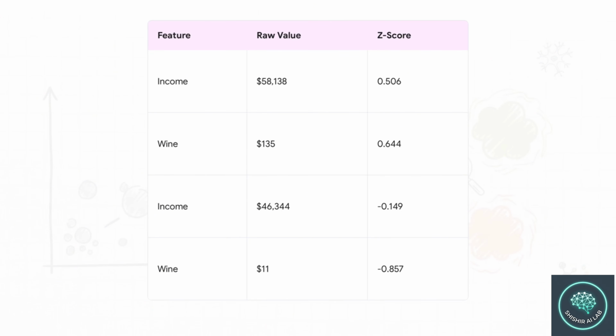To fix this, we use something called z-score standardization. We subtract the mean and divide by the standard deviation. Basically, this forces every single feature onto an equal visual playing field, ensuring no single variable warps the actual shape of our data.